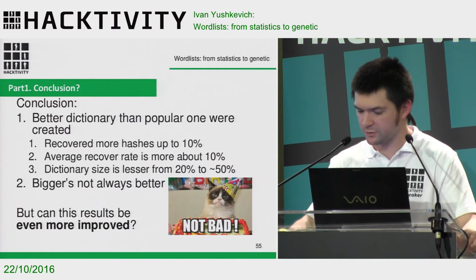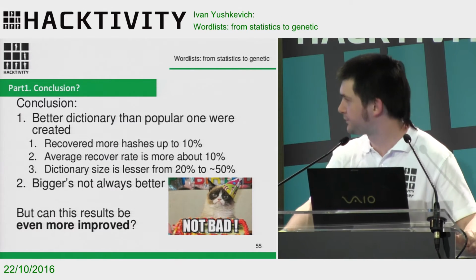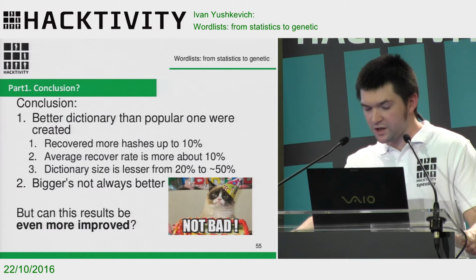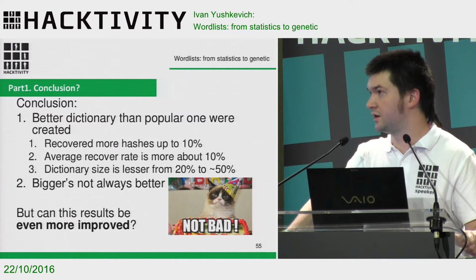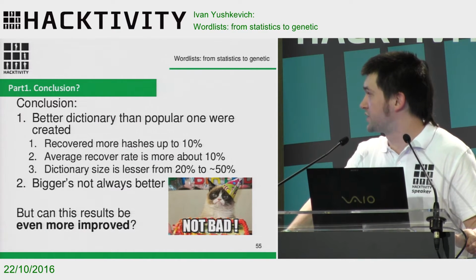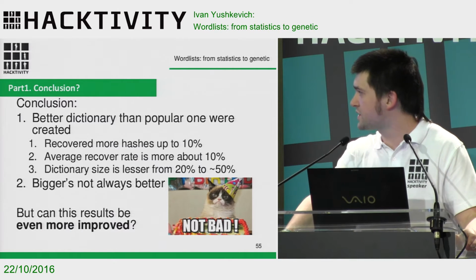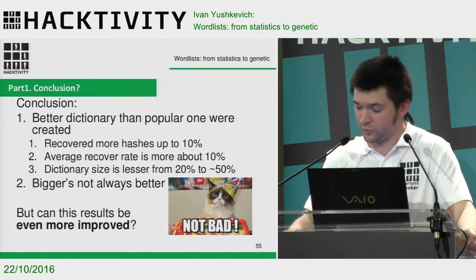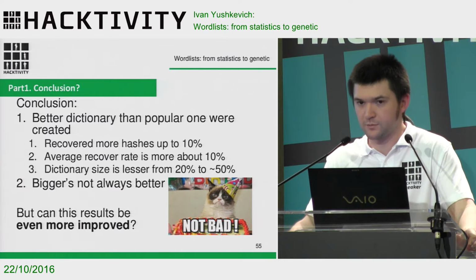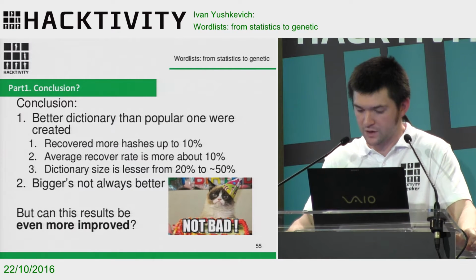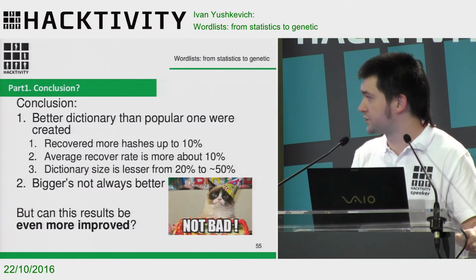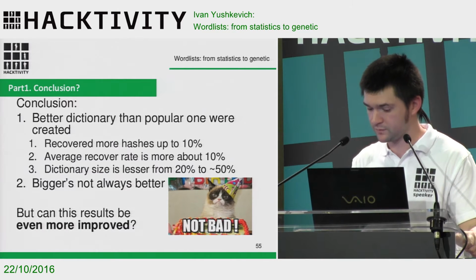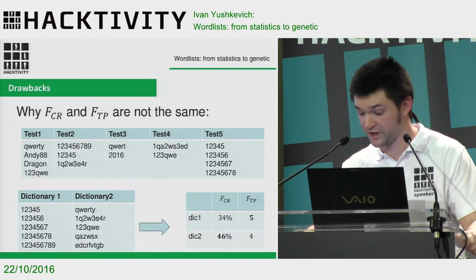So maybe some conclusions for part 1. Genetic algorithms allow us to create some better dictionaries, even if only by 10%, and the dictionaries are always smaller. But there are some drawbacks. And also, can these results be improved? First of all, about the drawbacks.